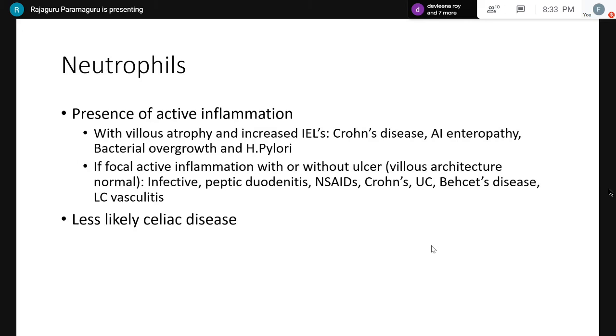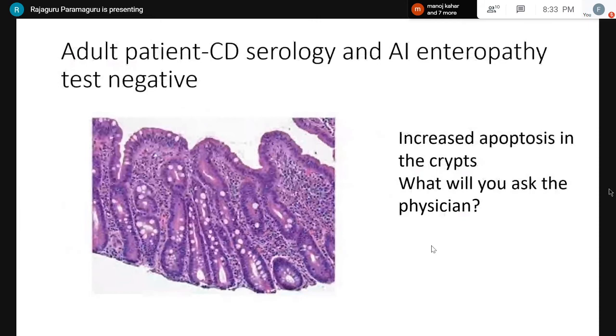This is another case which I would like to get your comments on. This is an adult patient, and since this image is not that great, I'll tell you that this biopsy looked more like an autoimmune enteropathy, but here we see a lot of goblet cells. The goblet cells are preserved, but there was apoptosis, and there is villus atrophy here, and there is a lot of increase in intraepithelial lymphocytes. But the celiac serology is negative, and the autoimmune enteropathy workup is also negative. So what will you ask the physician, is my question to you.